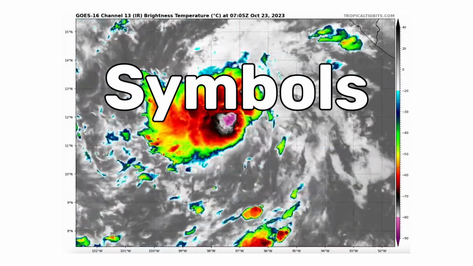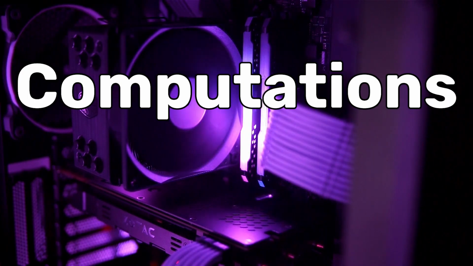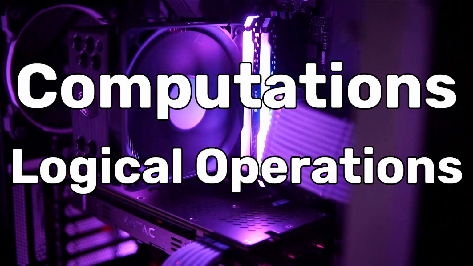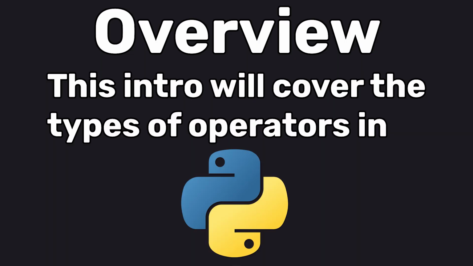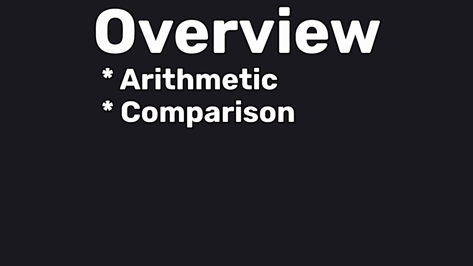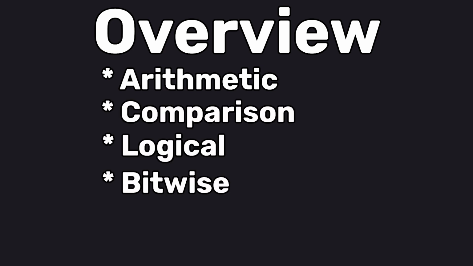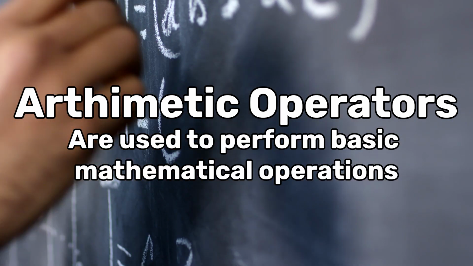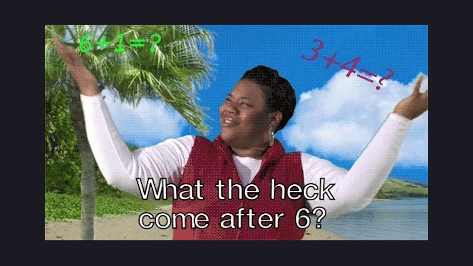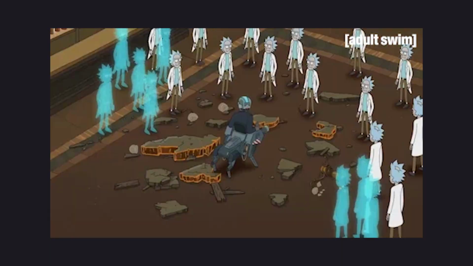Operators are special symbols or keywords that are used to carry out computations and perform logical operations. This introduction will cover the types of operators in Python, including arithmetic, comparison, logical, bitwise, assignment, and special operators. Arithmetic operators are used to perform basic mathematical operations such as addition, subtraction, multiplication, and division.